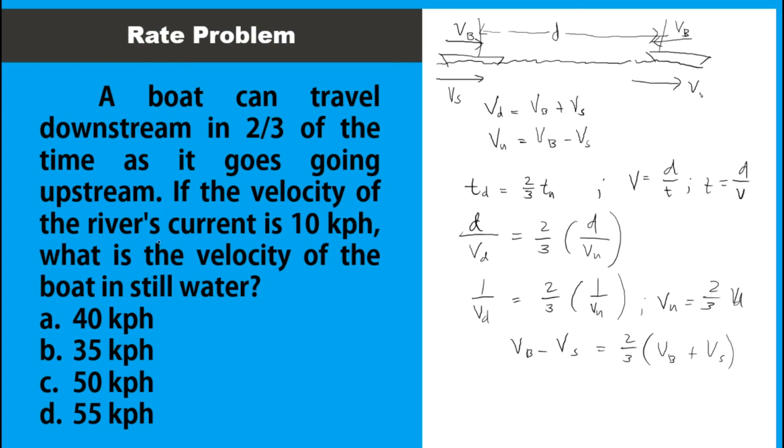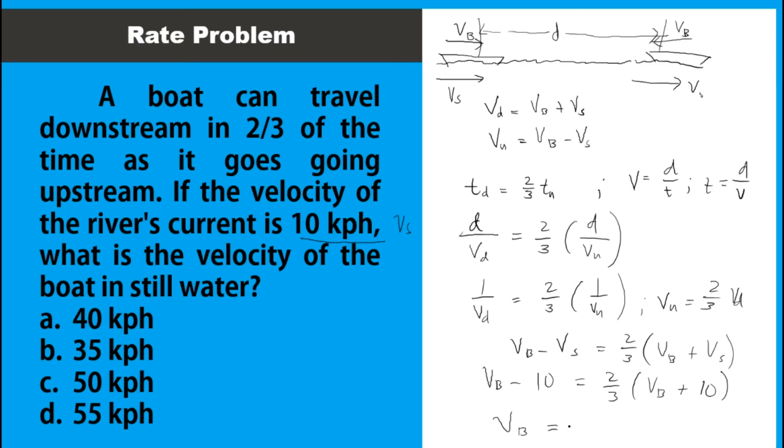We are given here that the reverse current is 10 kph. So this is the velocity of the stream, so you have VS as 10. So VB minus 10 is equal to 2/3 times VB plus 10, and solve for VB.